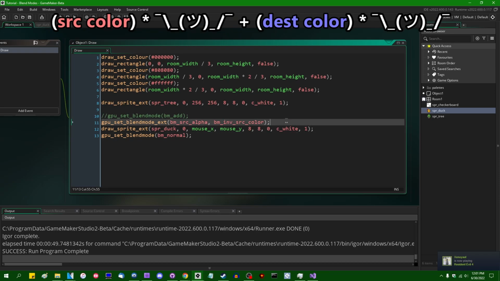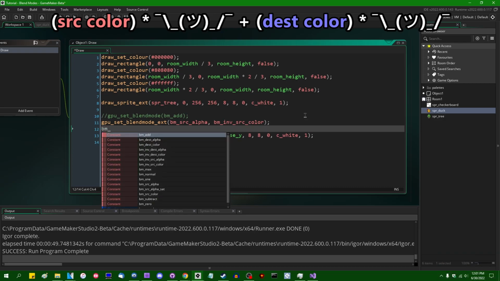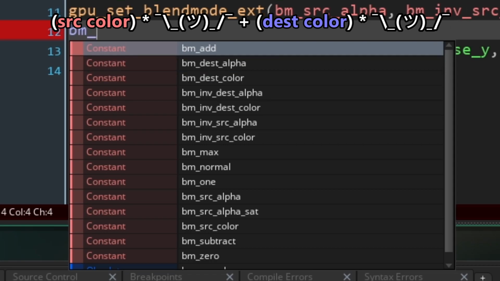And if you want to take this further, you can use any combination of the 11 blend mode factors here. If I were to cross out the ones that you used in the normal blend mode function, you would be left with these. There are 11 of them, and you could put any one of them in the source and in the destination factors in gpu_set_blendmode_ext, and that would give you a sum total of 121 combinations that you could pull from.